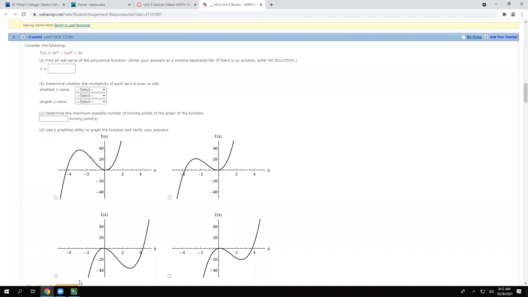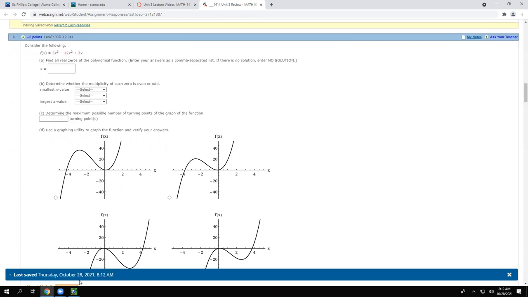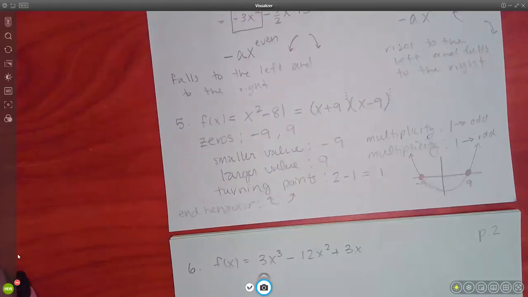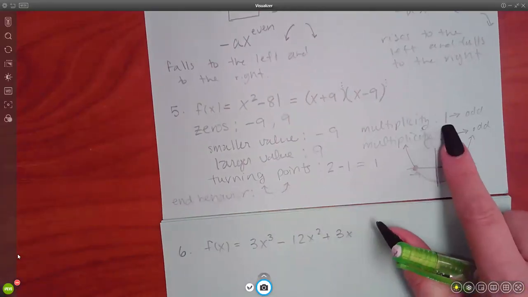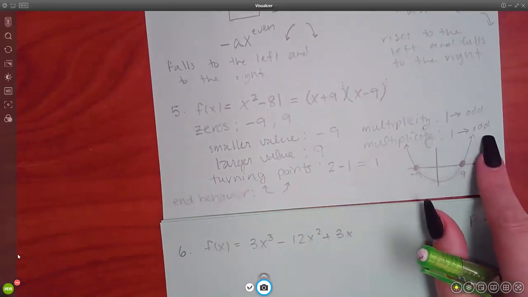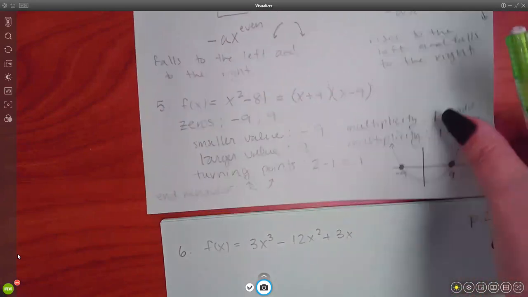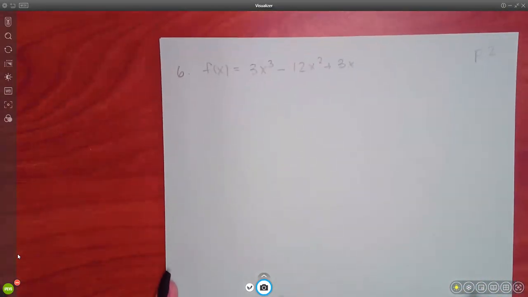Okay, let me write this problem down. Number 6. Okay, and it's the same directions as the previous problem. So all I did was write odd for the 1, right? Because the 1 is odd. That's all I wrote from the previous paper.